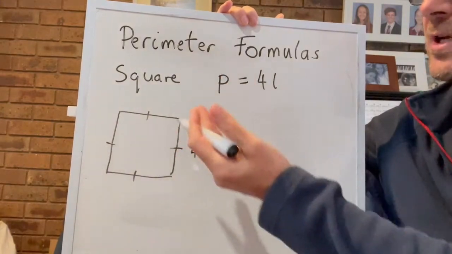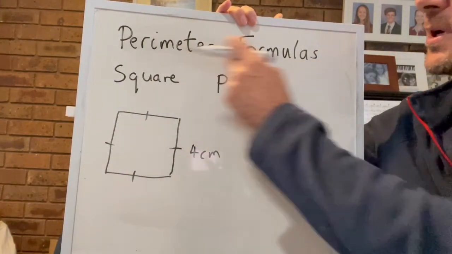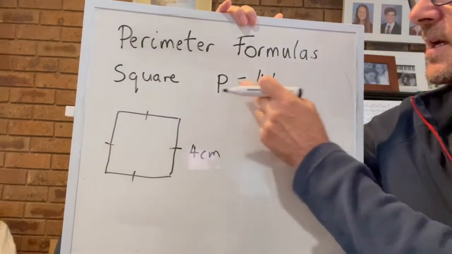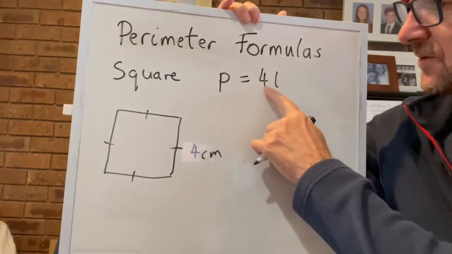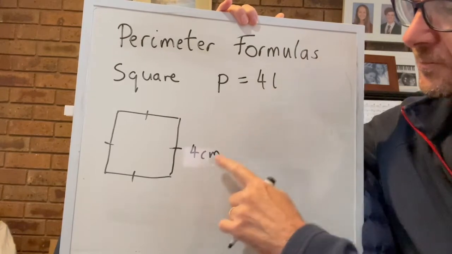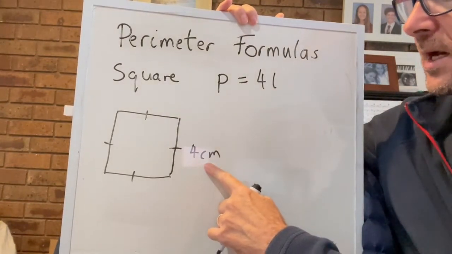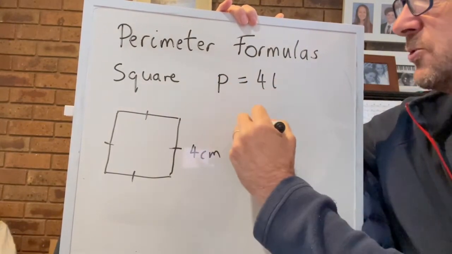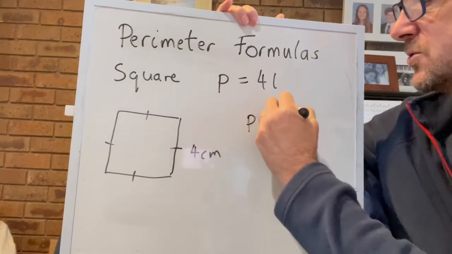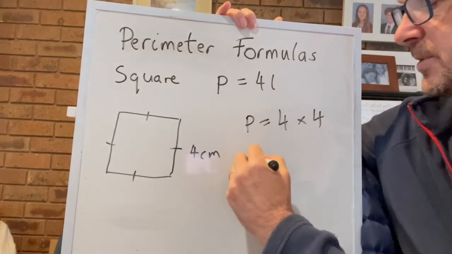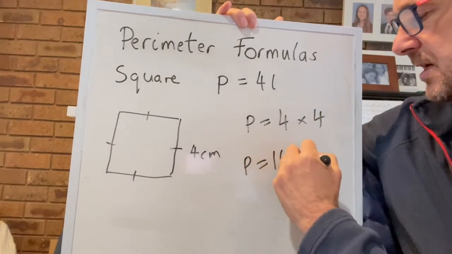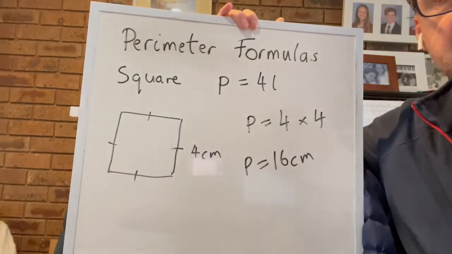So for this example here, we're looking at the perimeter of a square. Okay, so P equals 4L, so that's the length. So it's 4L, not 41, 4L. The length here is 4 centimeters. So here it would be the perimeter equals 4 times the length, which is 4. So the perimeter equals 16 centimeters.